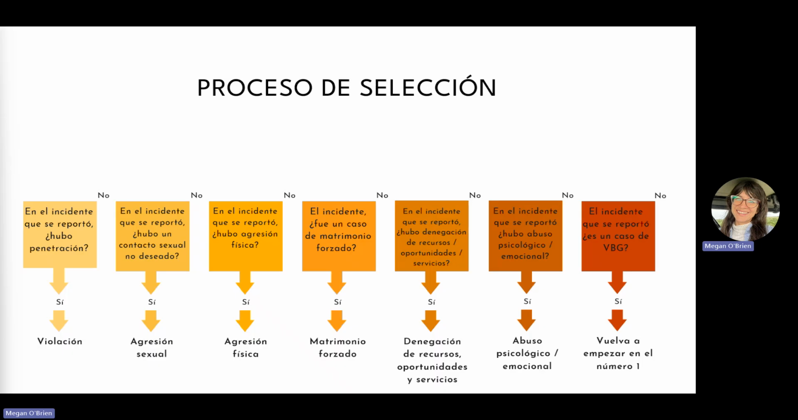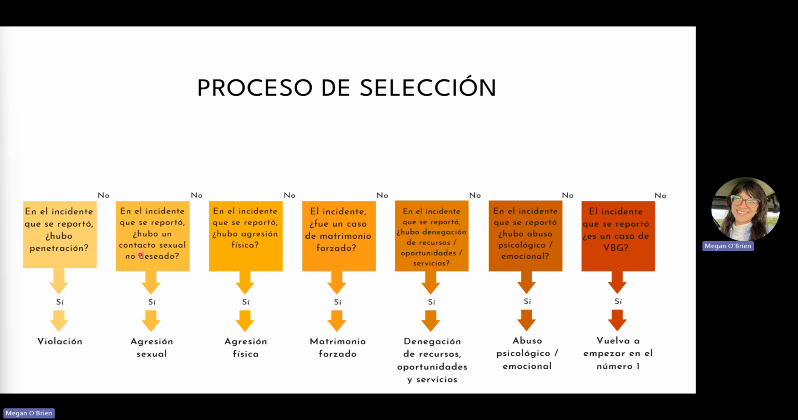Next, we have the process of elimination. This is how you're going to determine the type of GBV. So we went through the types and the definitions, and now we're at the standardized process of elimination. To do this, you ask several questions and you follow this process. I'm going to turn my laser pointer on for this. So first, did the reported incident involve penetration? If yes, you'll classify this as rape.